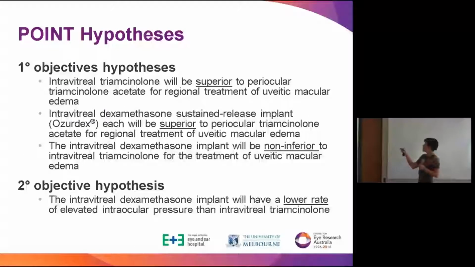And what we wanted to know is whether intravitreal triamcinolone or Ozurdex was better than periocular steroid injections for cystoid macular edema, and also whether the DEX implant was non-inferior to intravitreal triamcinolone, with the secondary hypothesis being that the dexamethasone implant would have a lower rate of intraocular pressure rise than the intravitreal triamcinolone. Because I don't know about you, but it's certainly been promoted quite heavily that Ozurdex doesn't cause that pressure rise that we see with triamcinolone.